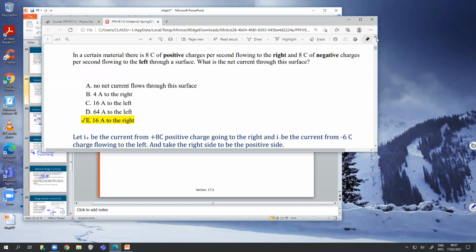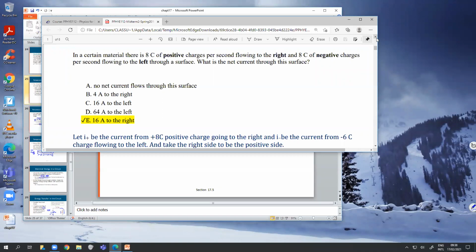In a certain material, there is 8 Coulomb of positive charges per second flowing to the right and 8 Coulomb of negative charges per second flowing to the left through a surface. What is the net current through this surface? How do we do this? Hind, can you tell me?